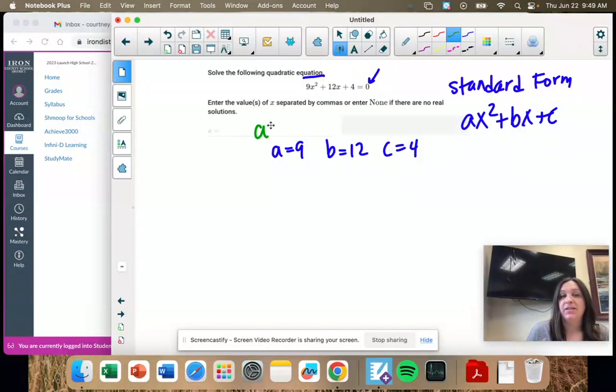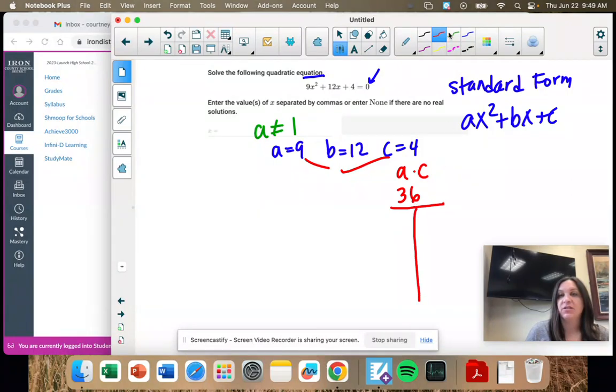So a does not equal 1, which means it's our longer way to factor, and we need to see if there's a greatest common factor. So do 9, 12, and 4 all divide by the same number? 9 divides by 3, and 4 does not divide by 3. So there's not a greatest common factor, which means we're going to just multiply a times c, which is 36.